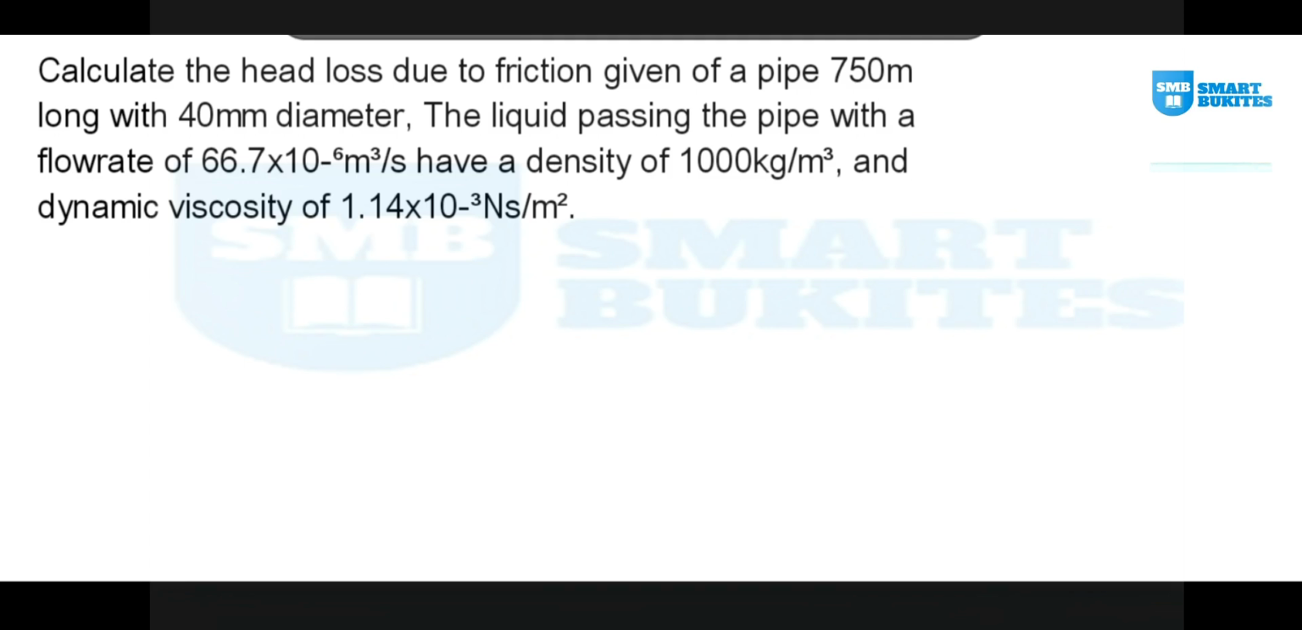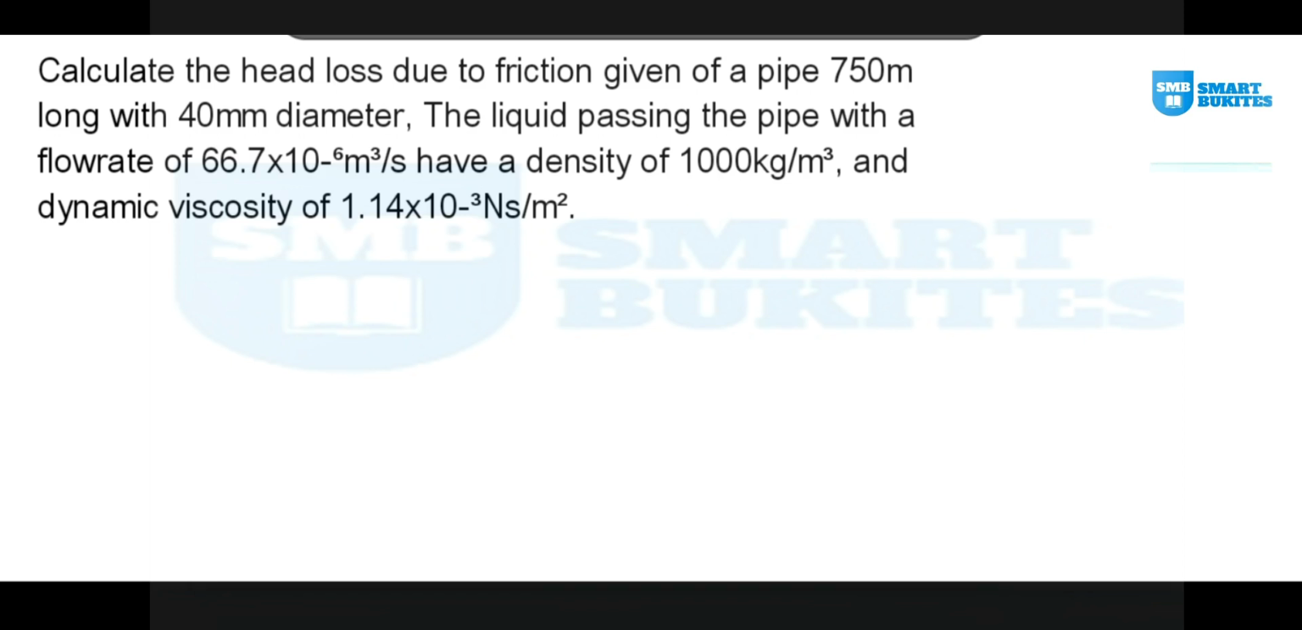Today we are going to solve a question on the head loss due to friction, which says we are to calculate the head loss due to friction in a pipe, given that the pipe has a length of 750 meters and a diameter of 40 millimeters. The liquid passing into the pipe has some properties. We are given the flow rate, the density, and the dynamic viscosity. We are then told to determine the head loss due to the friction.